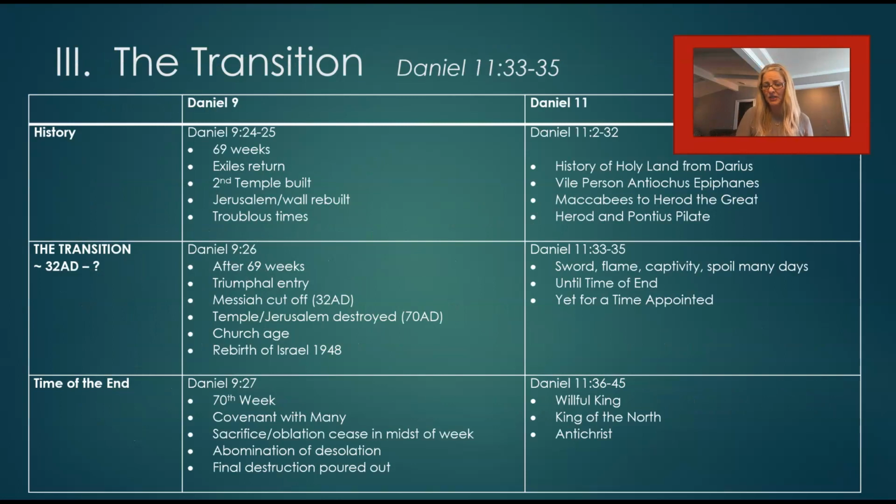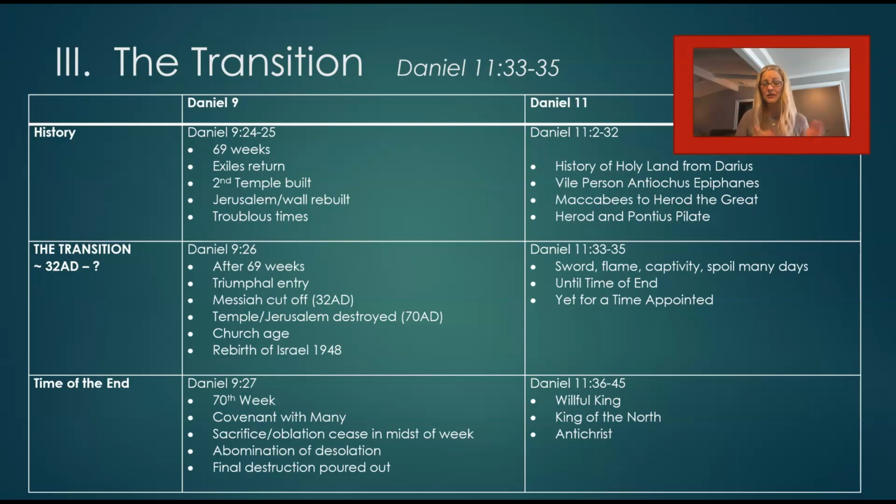Now, after that division comes division 3, the transition. The 3 short verses from Daniel 11:33-35 represent a time period of more than 2,000 years. So let's see how this third division fits into the context of the overall outline of Daniel. The first 2 divisions of Daniel, from verses 2-32, record the history of the Holy Land from Darius up to this vile person, often interpreted to be Antiochus Epiphanes, during the time of the Maccabees to Herod the Great.